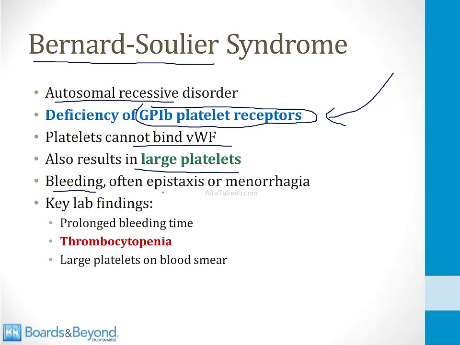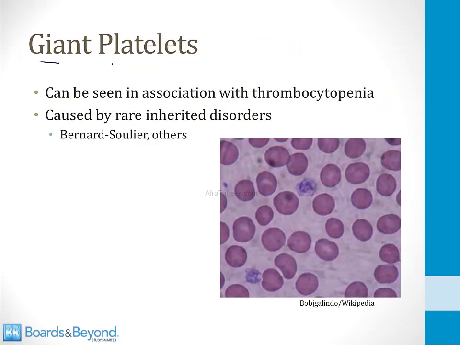It's often mucosal bleeding. It presents as epistaxis or menorrhagia. Key lab findings are prolonged bleeding time, as you would expect from a platelet disorder, also thrombocytopenia and large platelets on blood smear. Giant platelets can be seen in association with thrombocytopenia in a number of very rare inherited platelet disorders. Bernard-Soulier is one of them.